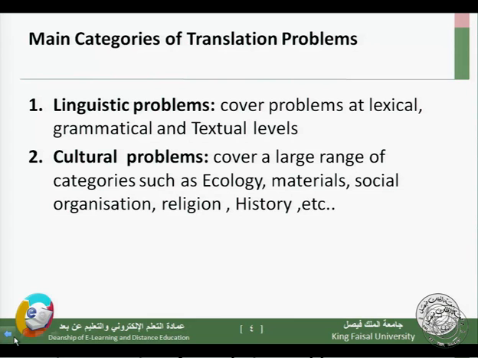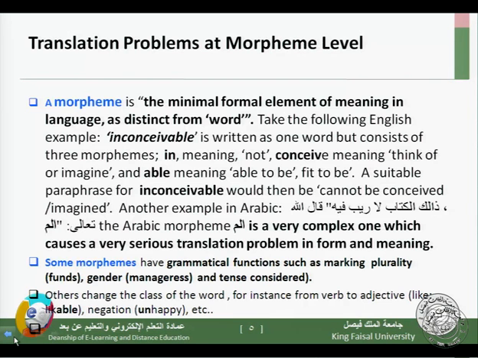Okay? Now, we know now the main categories of translation problems. Now, as I said earlier, the title of our lecture today is linguistic, and it is mainly lexical problems in Arabic English translation. So we will refer to Arabic just to make it easier for you to understand. I have included some Arabic examples just to make it clearer to you.